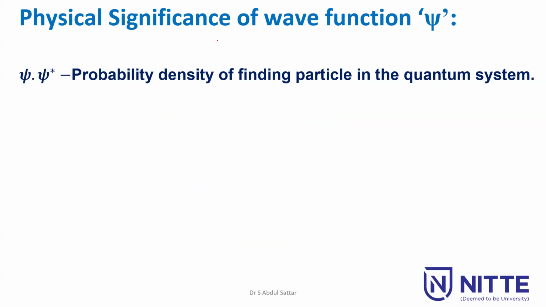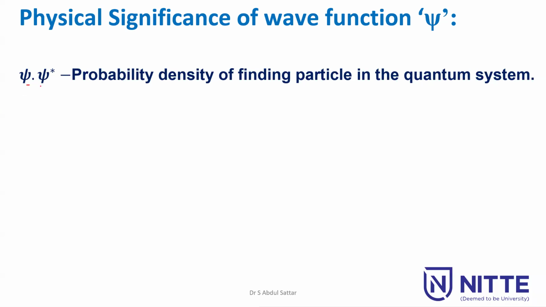If psi is the wave function of any microscopic system, and psi star is its complex conjugate, because in most cases psi is complex in nature, then psi into psi star gives the probability of finding the particle at any instant and at any position. So we are able to locate the position of the particle, and then we can estimate the remaining properties of the system. That is the physical significance of the wave function.